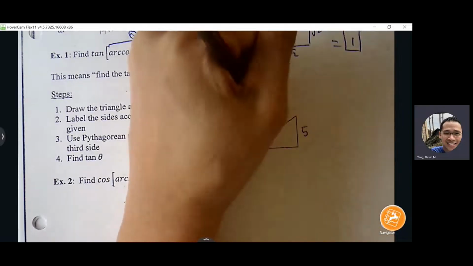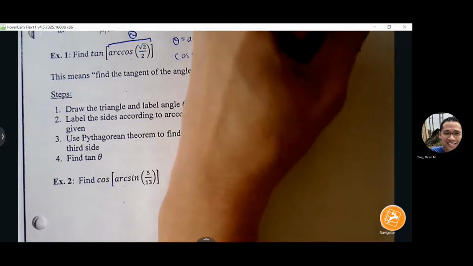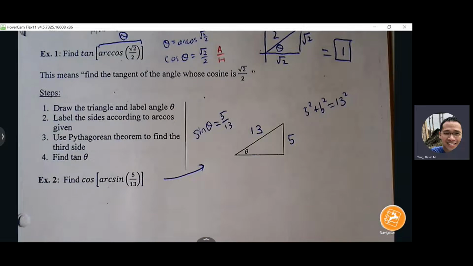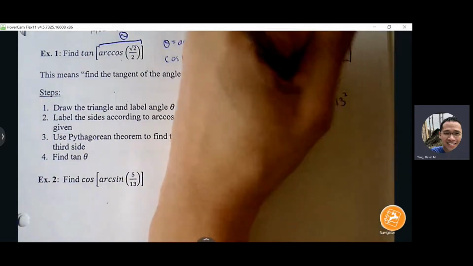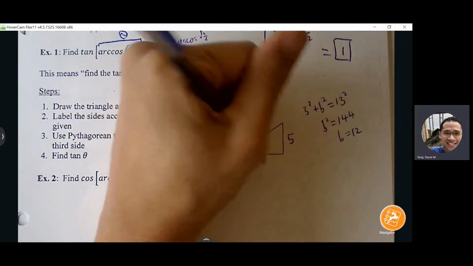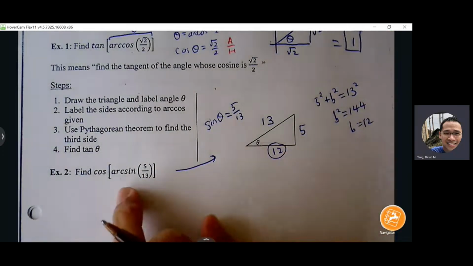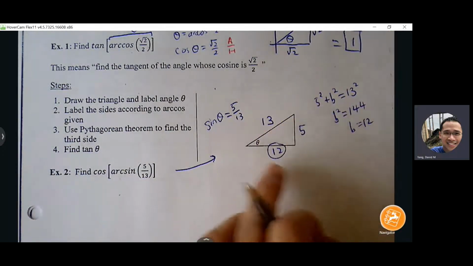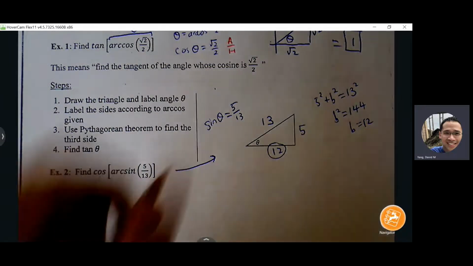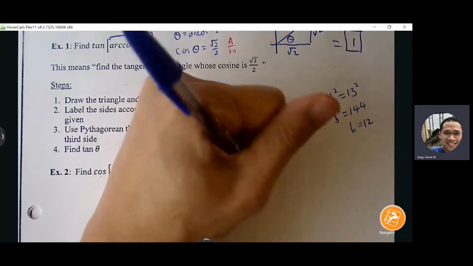Opposite over hypotenuse, 5 over 13. Pythagorean theorem. So 169 minus 25 is 144. So I get 12. Okay, so that bracket is just to fill out my triangle. And once I have the triangle filled out, then I can do cosine of theta. What's cosine of theta? Yep, adjacent over hypotenuse.